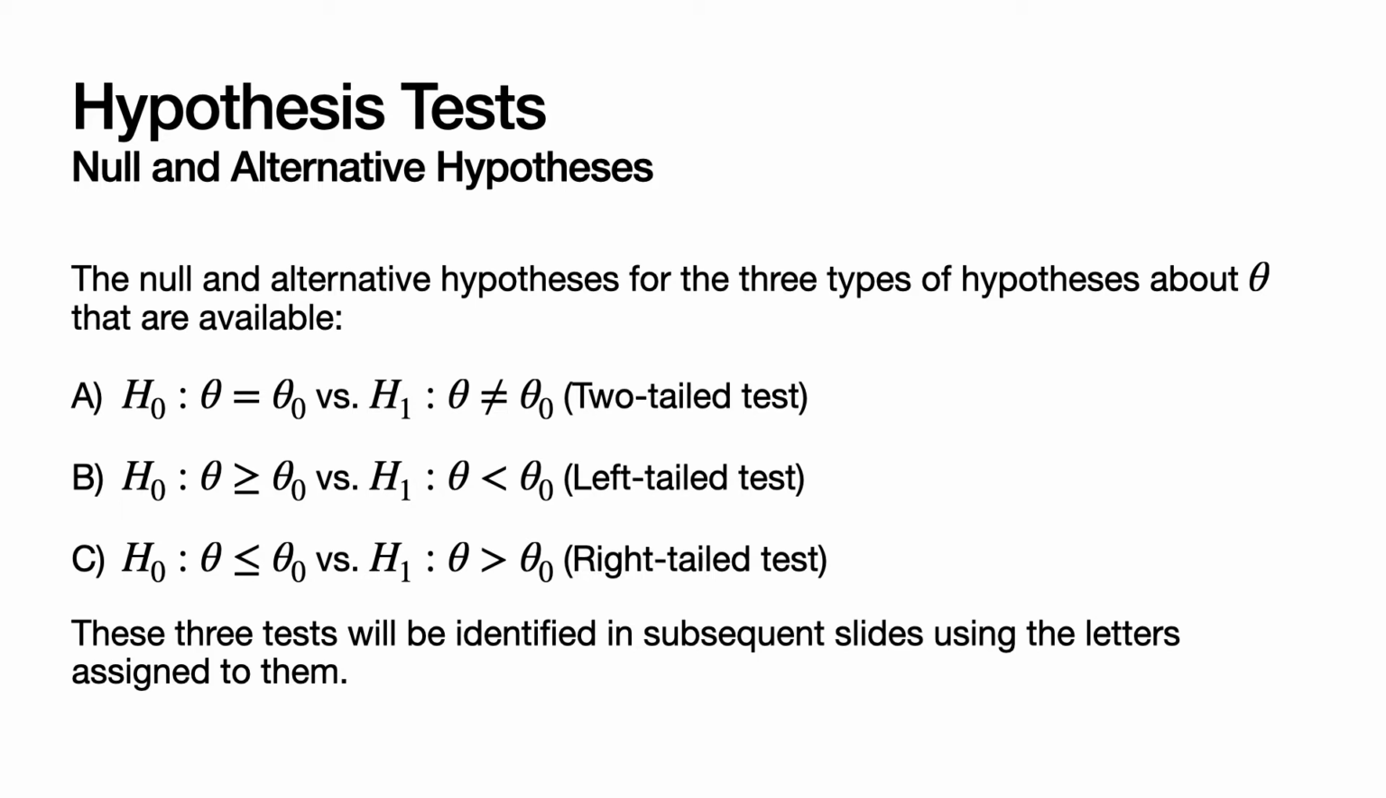And then finally, hypothesis test C is what is called a right-tailed test. So the null hypothesis is that theta is no more than theta 0. In other words, theta is less than or equal to theta 0. And the alternative hypothesis is the logical complement of that. So the alternative hypothesis is that theta is greater than theta 0. The inequality in the alternative points to the right. That induces a right-tailed rejection region, and so that is why it's called a right-tailed test.